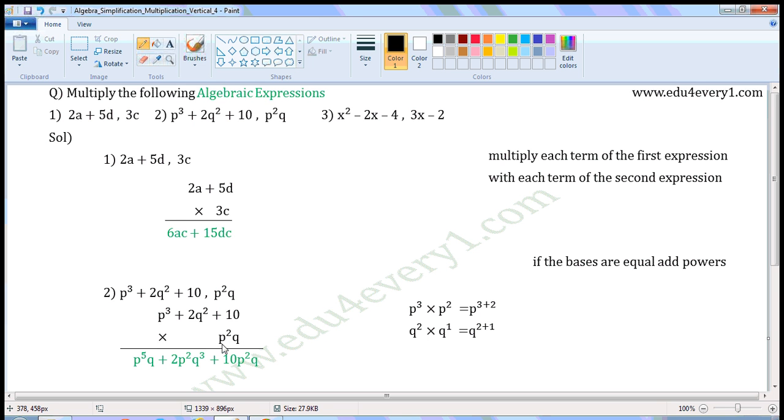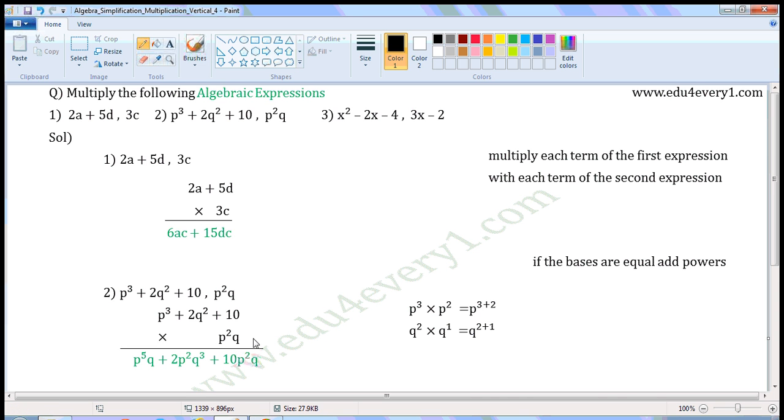If the bases are equal, let us simplify this in the rough work. P to the power of 3 into p to the power of 2 is equal to p to the power of 3 plus 2. That is equal to p to the power of 5. So p to the power of 3 into p square q is equal to p to the power of 5 q. Now plus 2 q square into plus p square q.